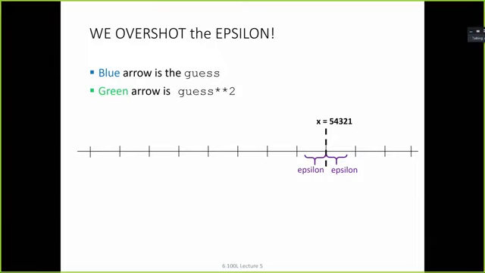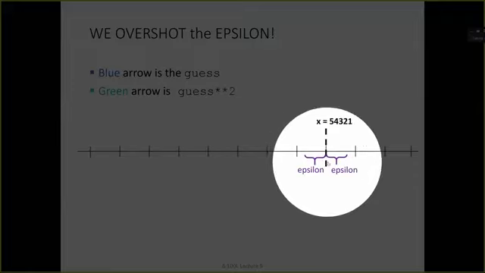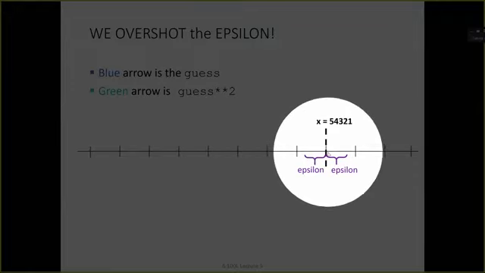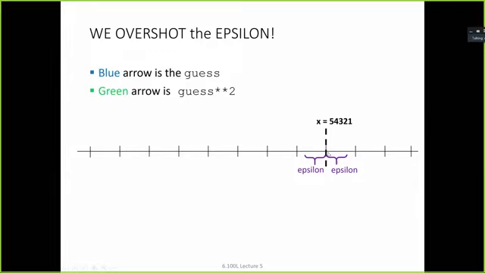This is our x, 54,321. And this is our epsilon. Let's say it's 0.01, obviously not to scale. Blue is going to be representing one guess. So here's a guess. And then we have the guess squared, in green. So let's just, for visualization purposes, say this is our guess, and this is our guess squared. Okay, we're far away from x. We're definitely outside the epsilon boundary.